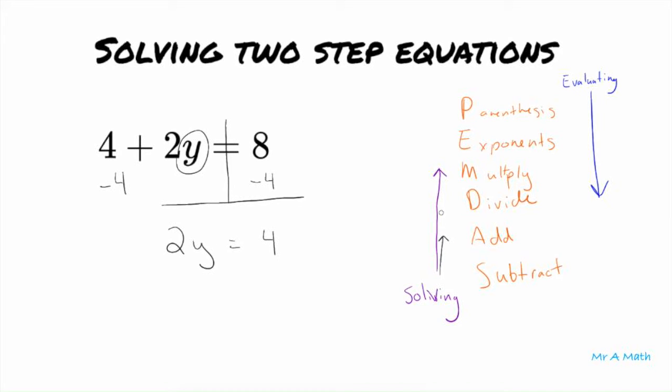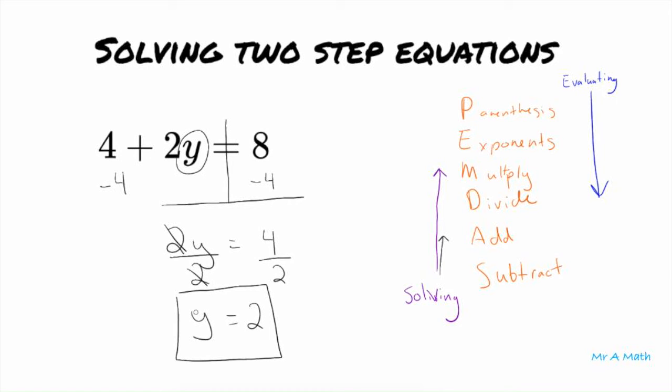Now I can go back up and work on the multiplication and division portion to get y by itself. What am I going to do to undo this? If it's 2 times y, how do I get y by itself? The inverse of 2 times y would be dividing by 2. So we're going to divide both sides by 2. That leaves me with the 2's canceling, giving me just a y on this side, and that's equal to 4 divided by 2, which is 2. So y equals 2 is the answer for this variable.